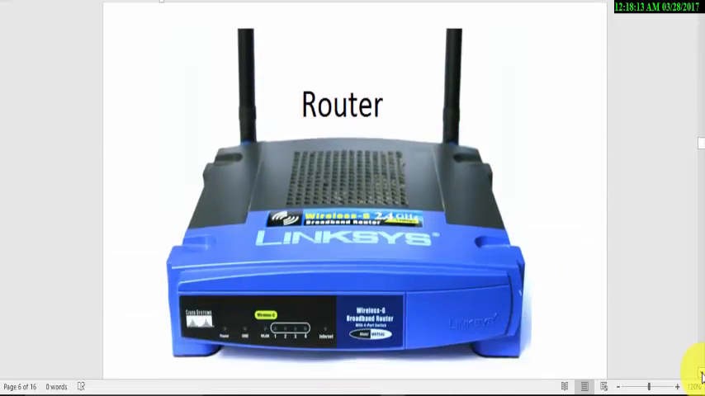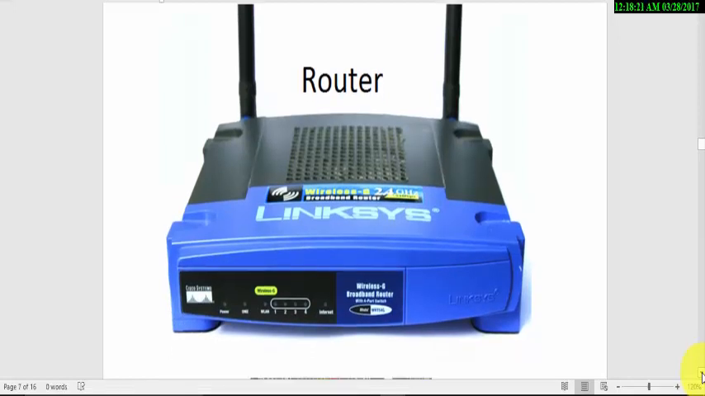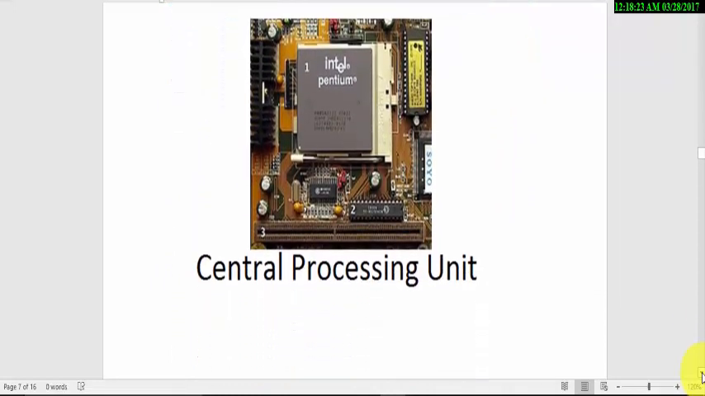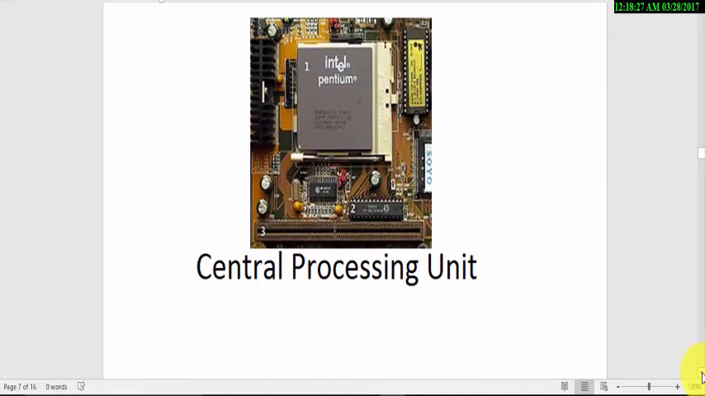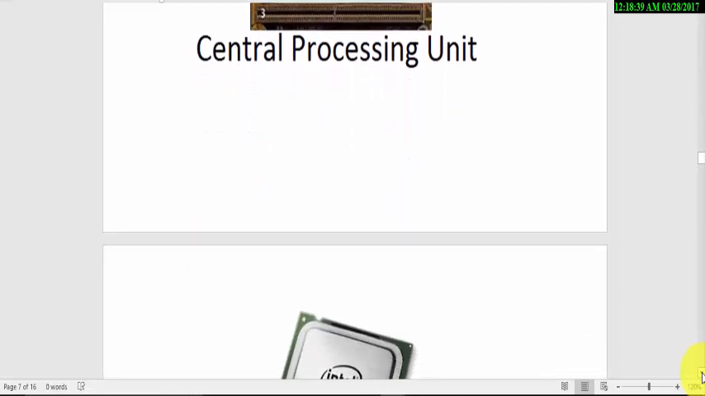This is a router. It is a communication device. It helps us to access internet and network on the computer to communicate to other people. This is the central processing unit, which is called a processing device. It is used for processing data on the computer.